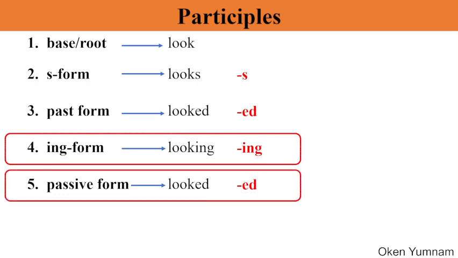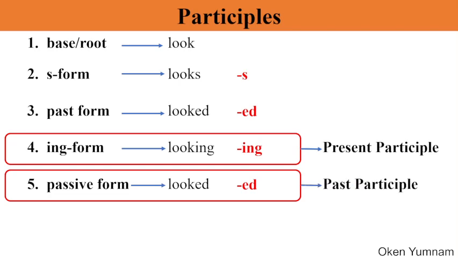Out of these 5 forms, these last 2 are what we call participles. Number 4 is what we call the present participle, or ing continuous form. And the ed form, the last form, is the passive form or the past participle form. So participles are only 2, the last 2 forms, ing form and ed form. But that ing form should be acting as an adjective, not a noun. If it is a noun, it should be a gerund.